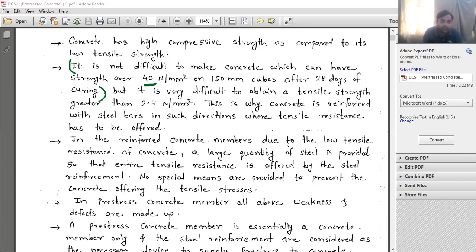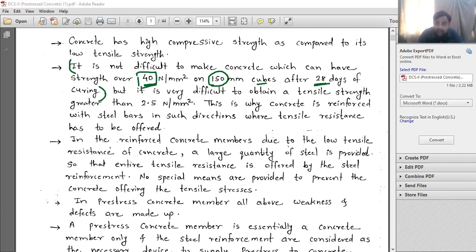In the lab, we always take 150 mm cubes. You know that those molds are there with us in the lab also, and we perform the experiments on them. So if we cast the cube of 150 mm and, after curing for 28 days, it gives a strength of 40 Newton per mm square or above.